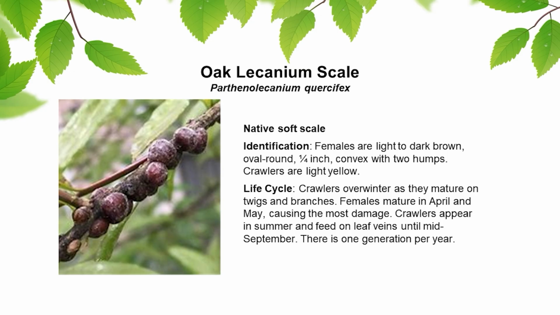Oak Lecanium scale. Oak Lecanium scale is a native soft scale. The adult females of Oak Lecanium scale are light to dark brown in color with an oval round shape. They are 1/4 of an inch long, convex, and have 2 humps. The crawlers are light in color. Oak Lecanium scales overwinter as crawlers on twigs and branches. Females mature in April and May, causing the most damage. Crawlers appear in summer and feed on leaf veins until mid-September. There is 1 generation per year.